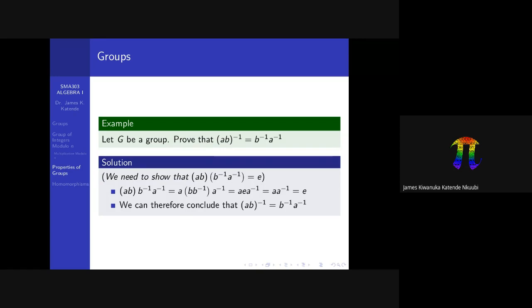So we make that conclusion that the inverse of AB is equal to B inverse A inverse. If the group is commutative, then you can switch this. But if the group is not commutative, you can't switch these two. You will have a totally different meaning.